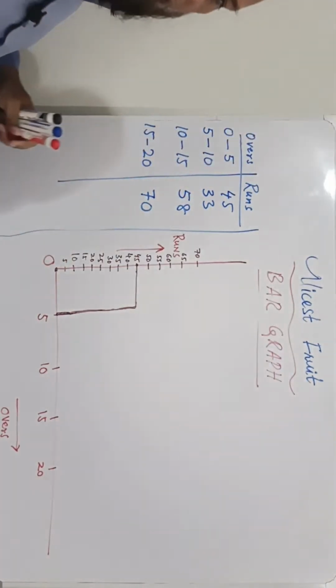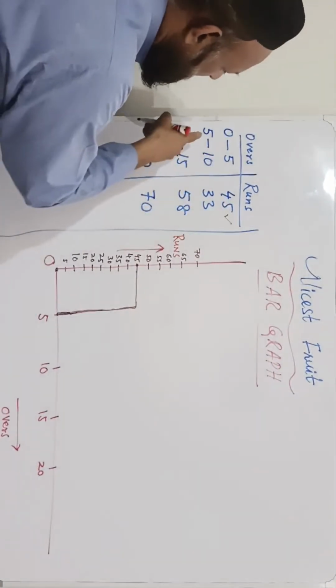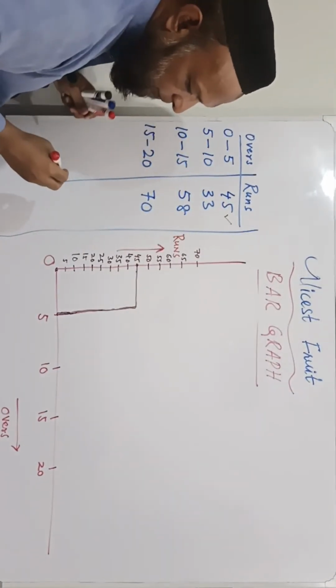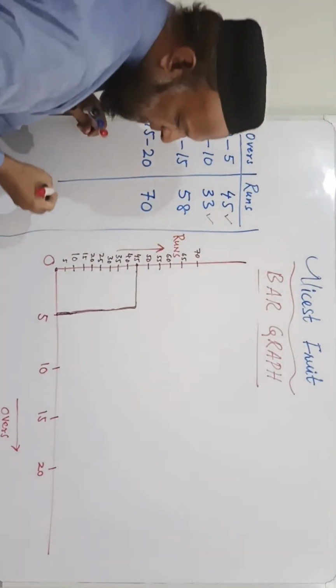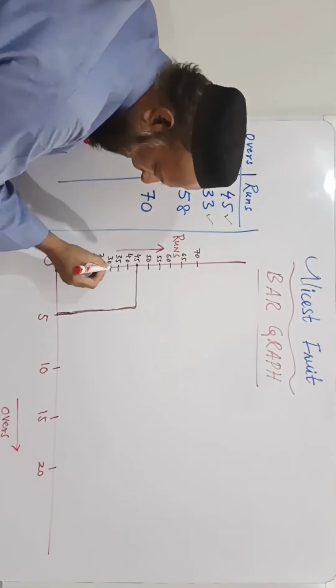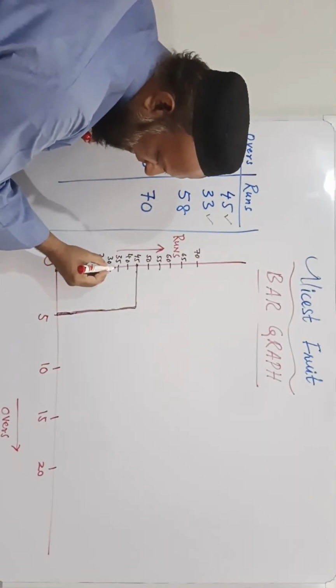This is the first bar. Okay? Move to the next one. Between 5 to 10 overs, they have scored 33. So where is 33? It might be over here. 30, 31, 32, 33, somewhere over here.